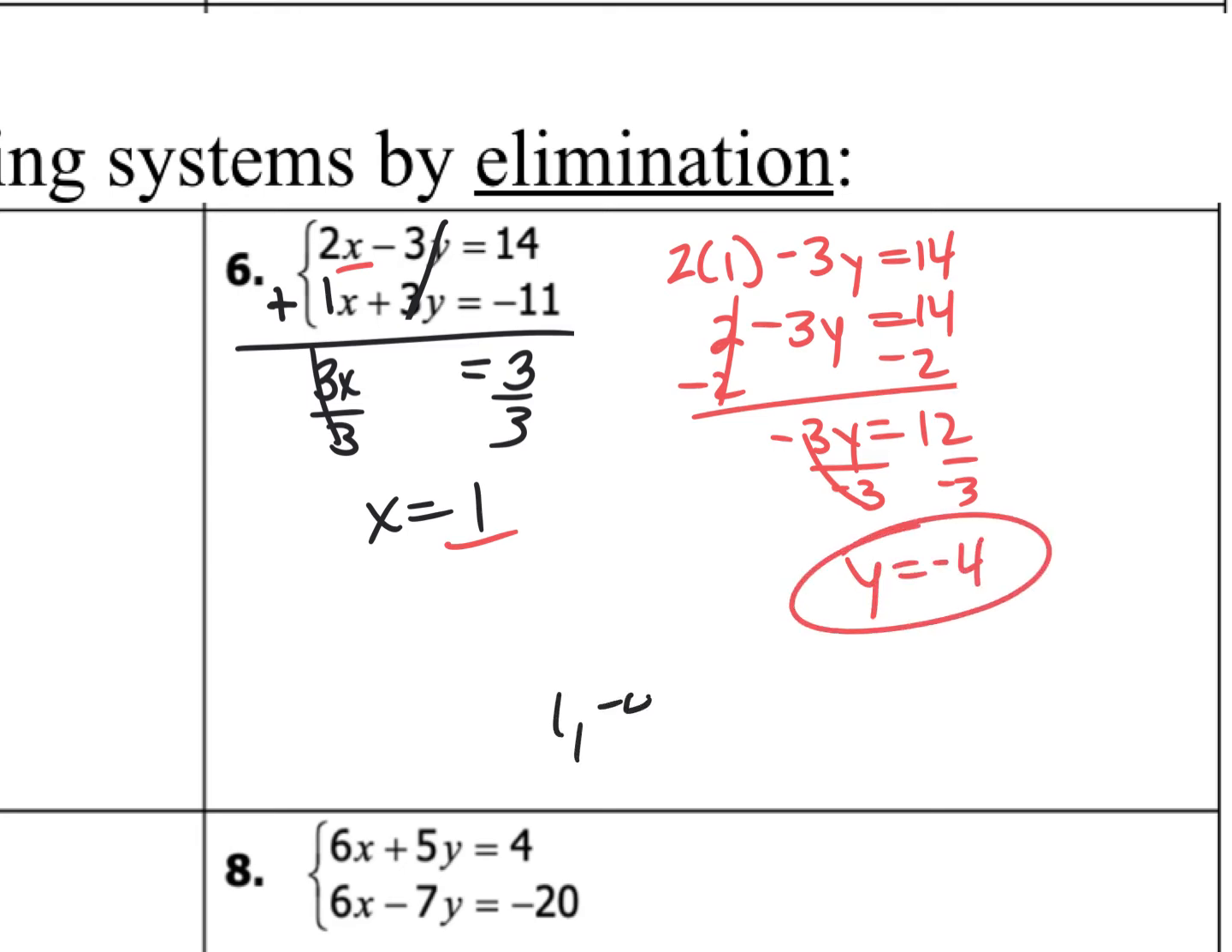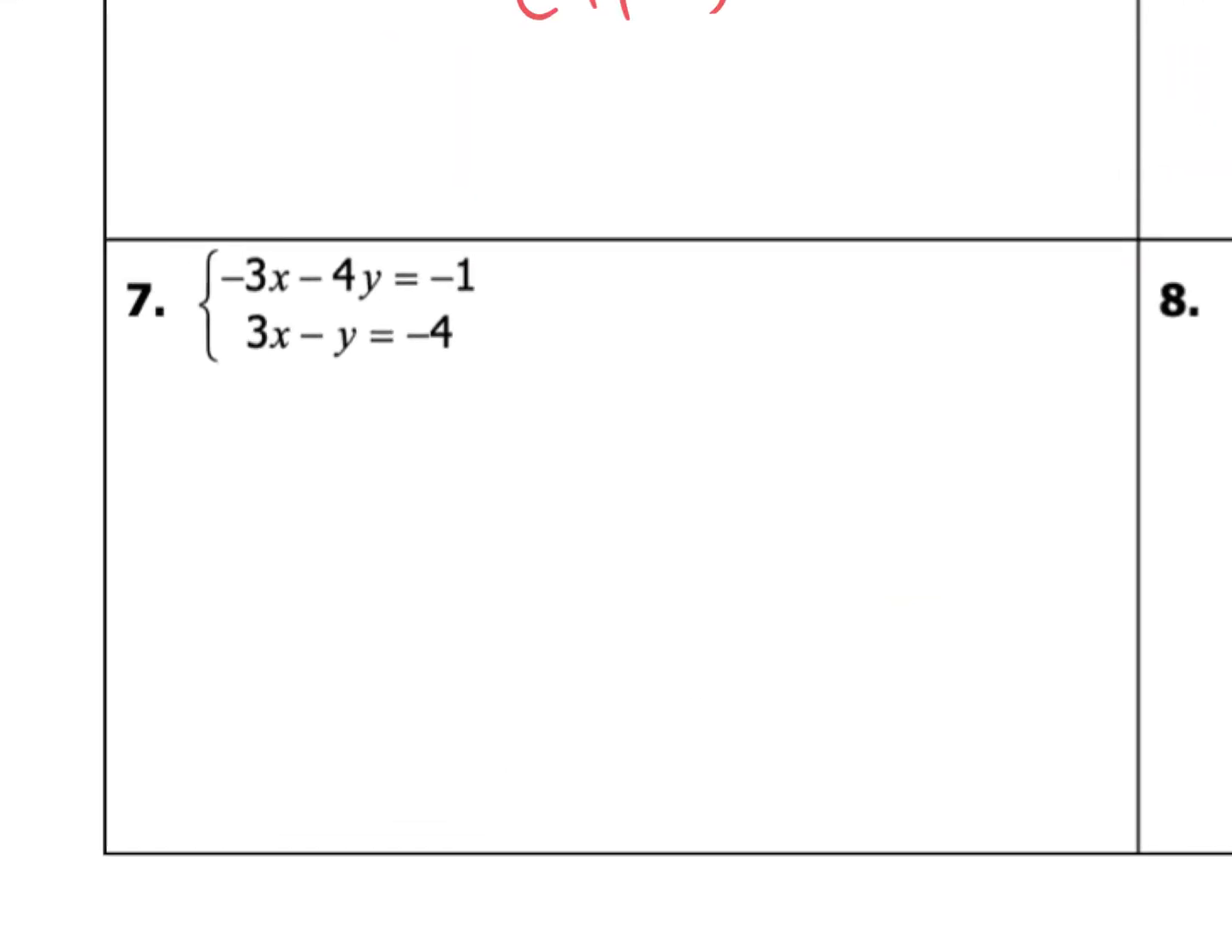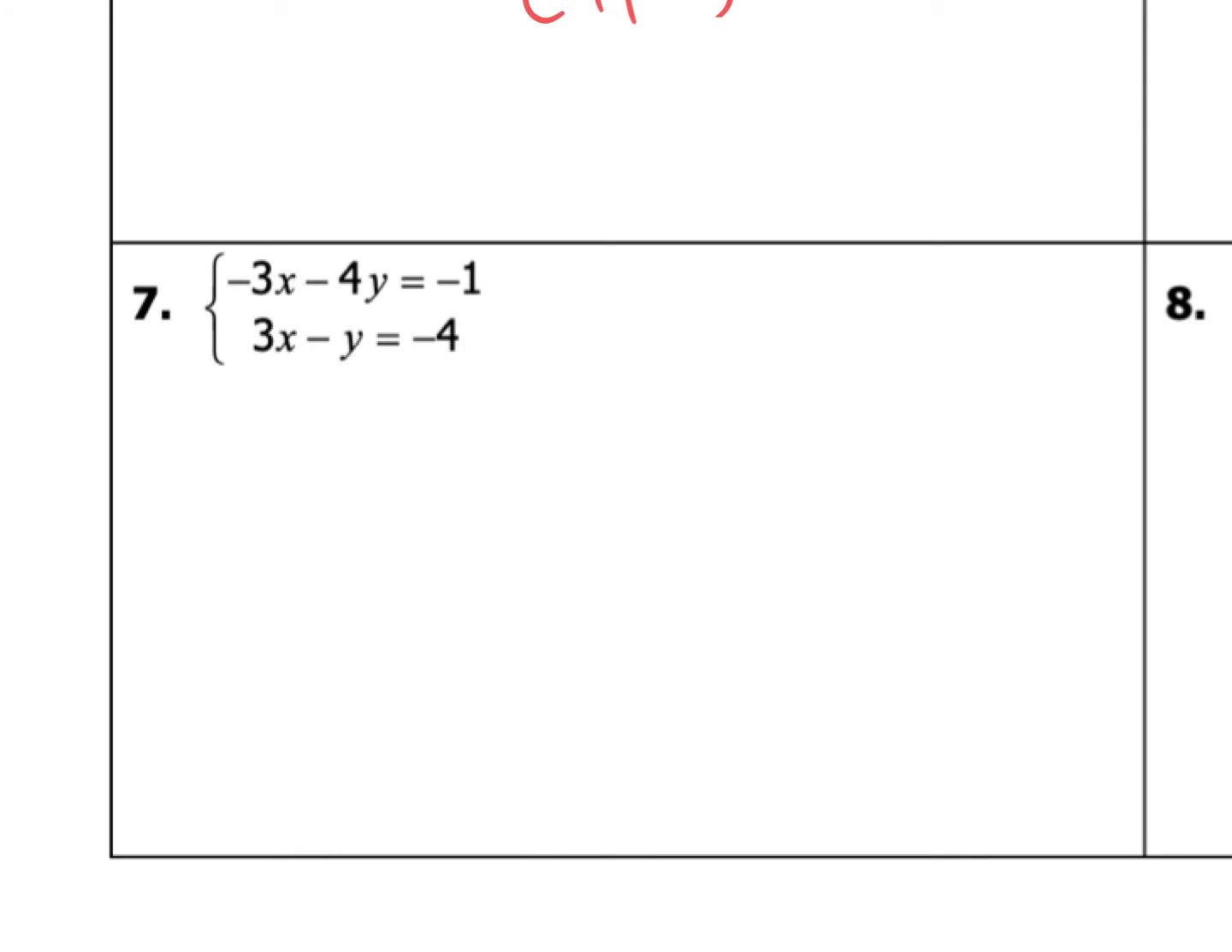Solution, 1, negative 4. Okay. Number 7. I can tell that the y's already have opposite signs, so I can add them. Negative 3 plus 3 will cancel out. Negative 4 plus negative 1 is negative 5y. And negative 1 plus negative 4 is negative 5. Divide by negative 5, and y equals positive 1.